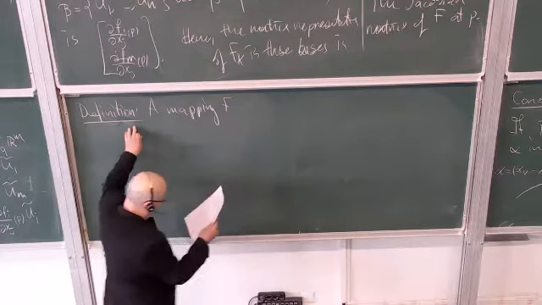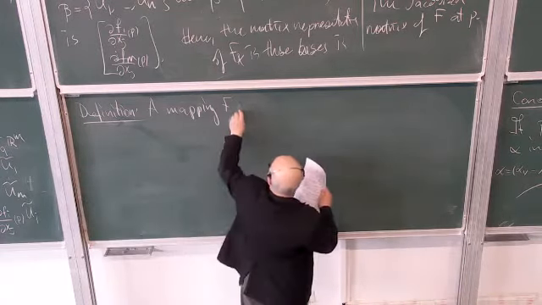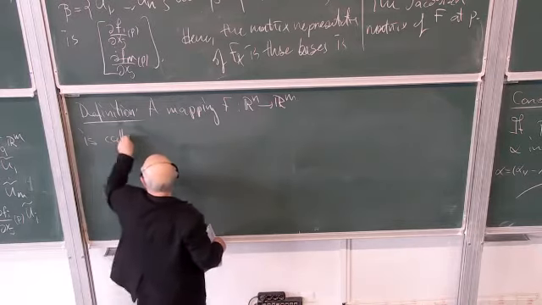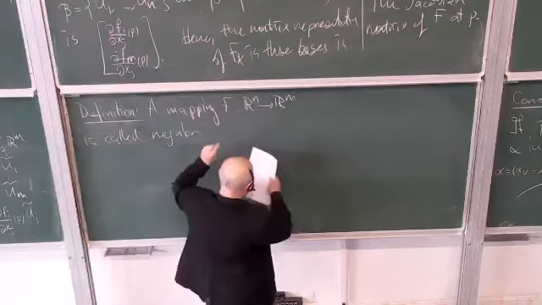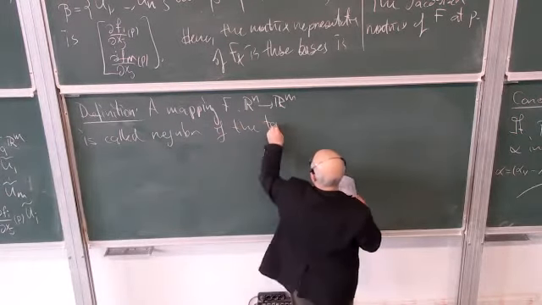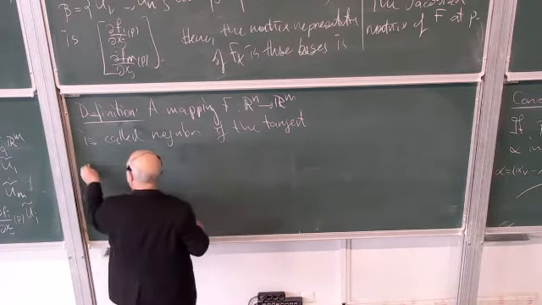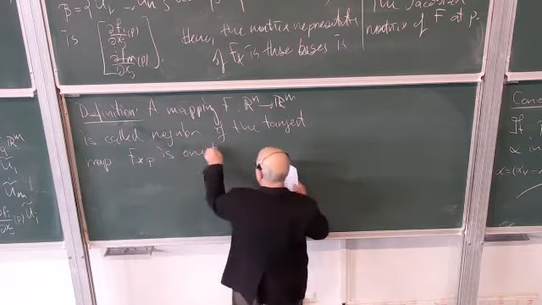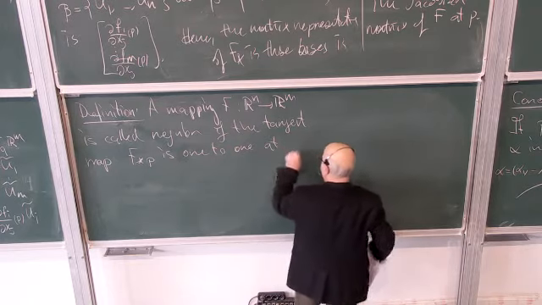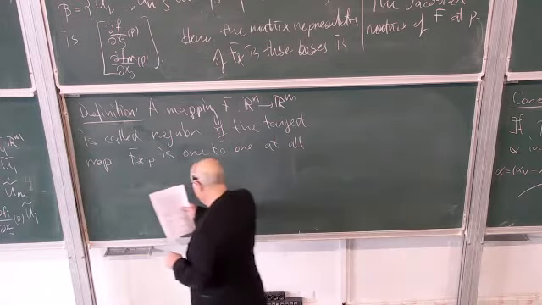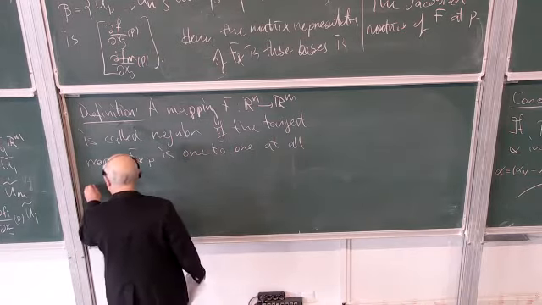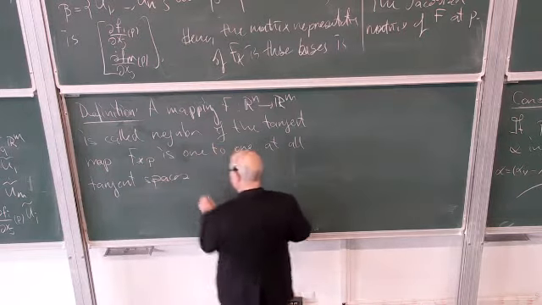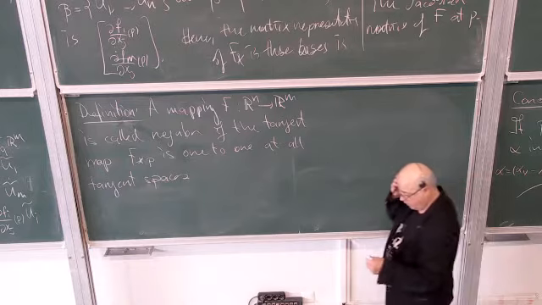Okay, so we start with the definition. A mapping F from Rn to Rm is called regular if the tangent map F star P is one-to-one at all tangent spaces. At all points or tangent spaces.